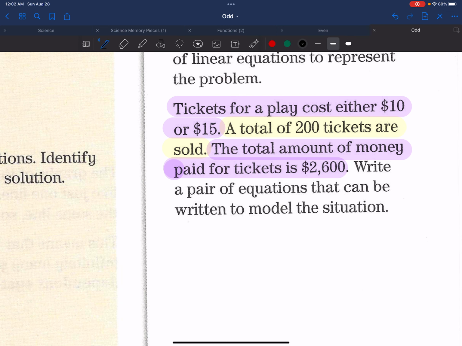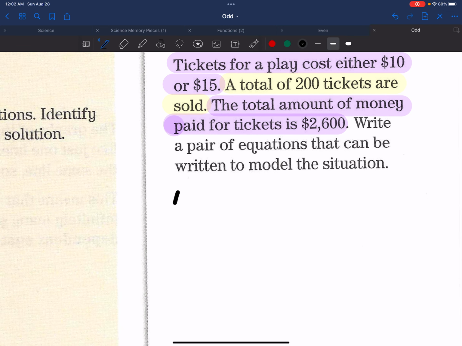So here's what I know. I have two choices for tickets. And these could be based on the time of day. They could be based on maybe if you buy the more expensive ticket, you get a free program. I don't know why they're different. It just tells me that they are. So I can get a $10 ticket or a $15 ticket. I'm going to let my $10 ticket be the X value and my $15 ticket be the Y value.